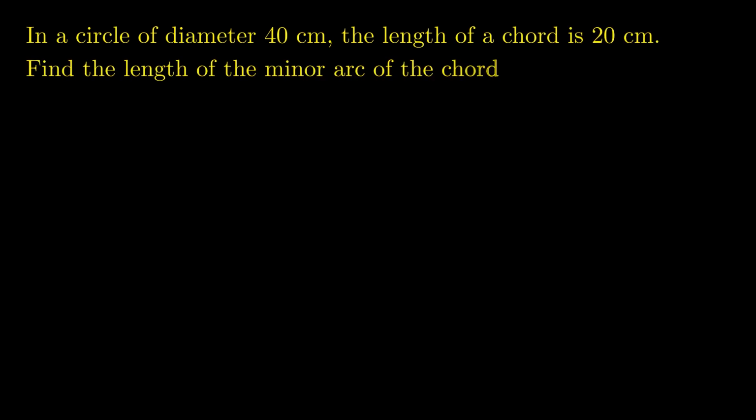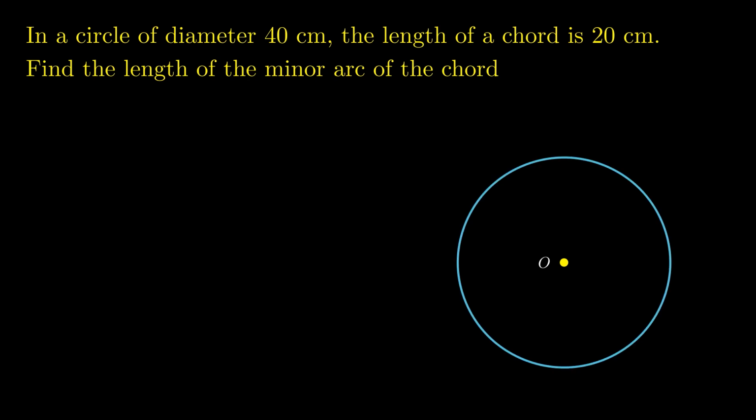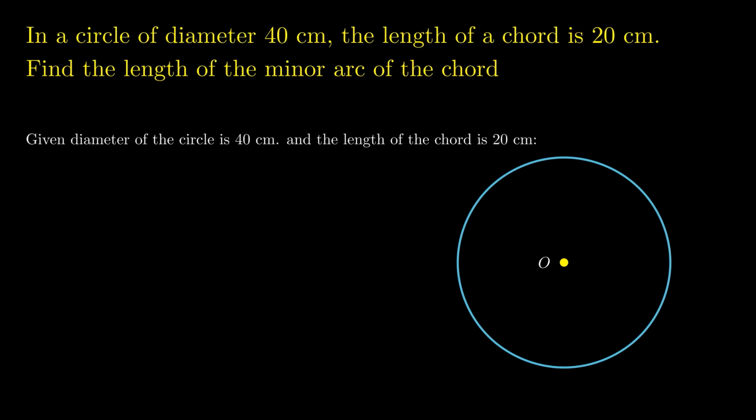In a circle of diameter 40 centimeter, the length of a chord is 20 centimeter. Find the length of the minor arc of the chord. Okay, let's draw out a diagram for this. Drawing a circle. So given diameter of the circle is 40 centimeter and the length of the chord is 20 centimeter. Let's draw a chord of length 20 centimeter in this particular circle, starting from point A and ending at point B.